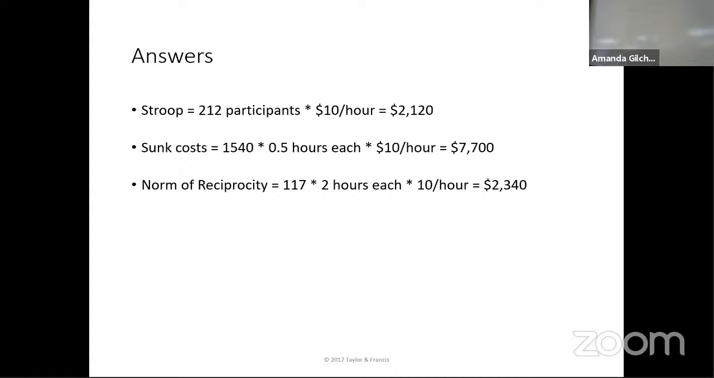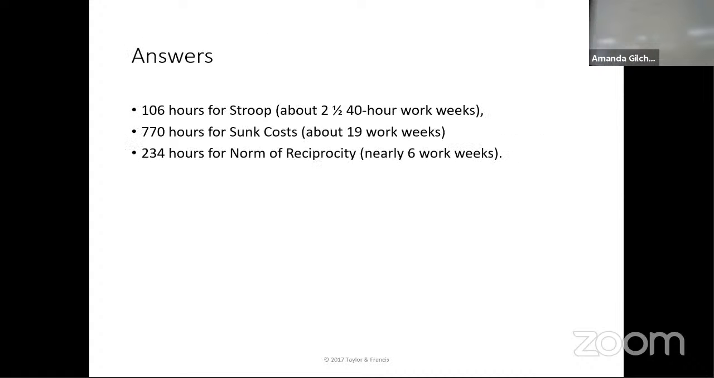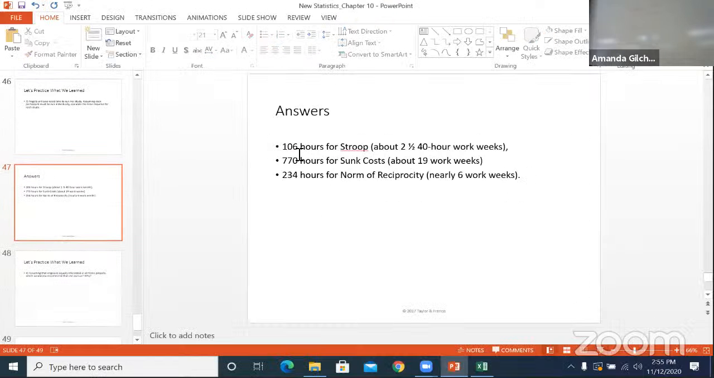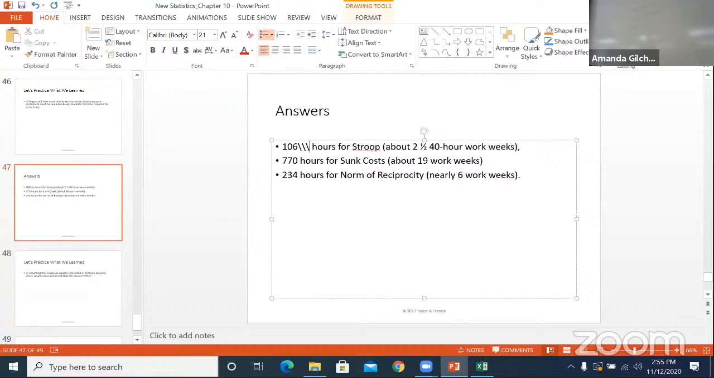Okay, is everybody good calculating the time? So it's about 106 hours for Stroop. That's the half hour, yeah, I don't know why they did that. So it's actually 212 hours for Stroop, which is more than 2.5 40-hour work weeks. It's more than that.